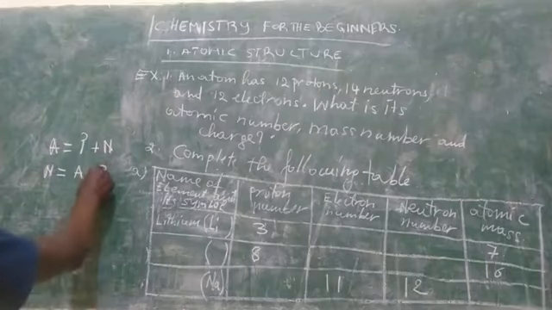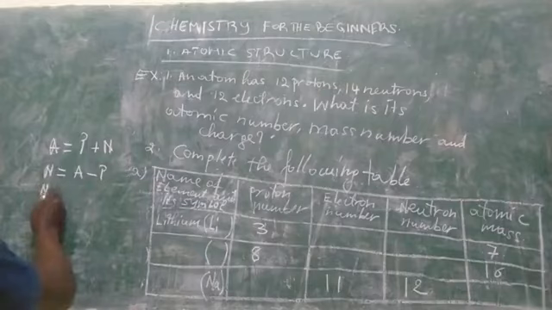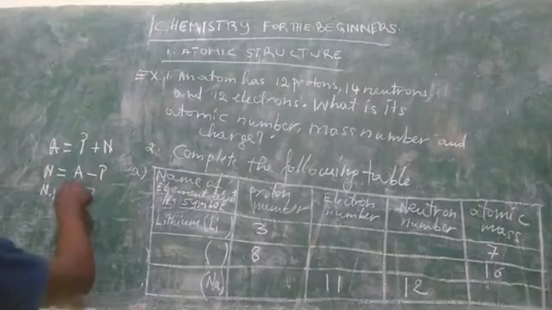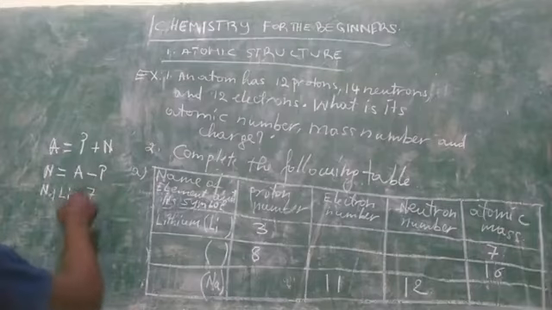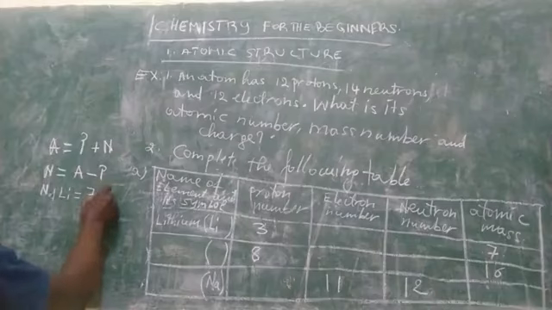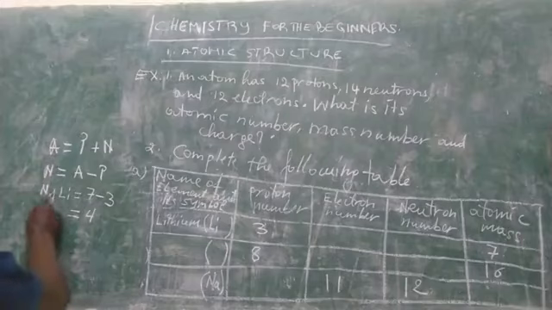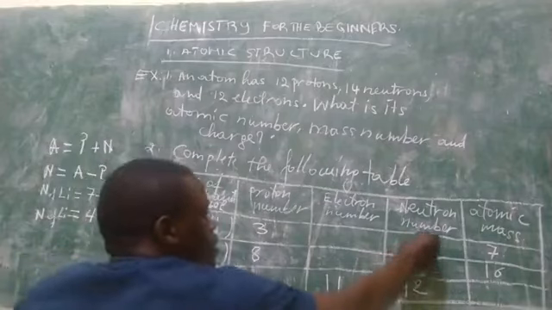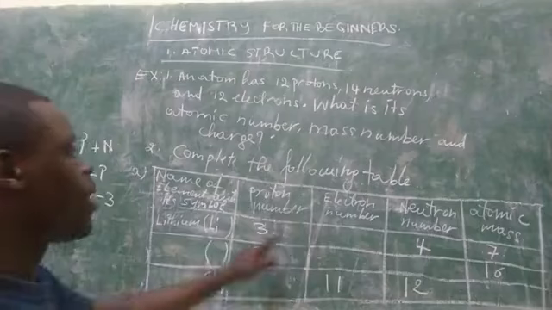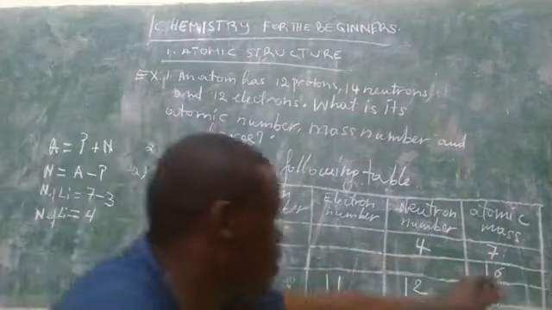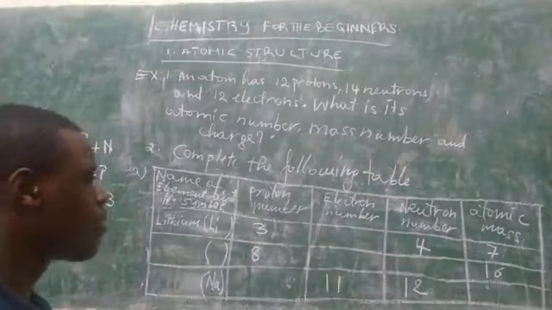So here the neutrons of lithium are equal to the atomic mass 7 of lithium minus the proton number, which is 3. This is equal to 4, which means the neutron number of lithium is 4. When we add the proton number plus the neutron number, it will be equal to the atomic mass. This is how you can find it here.